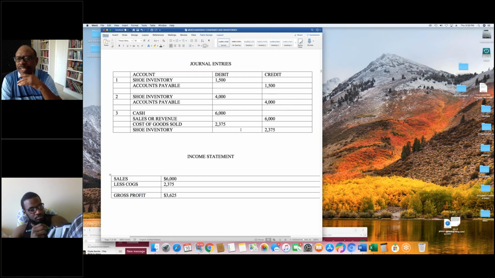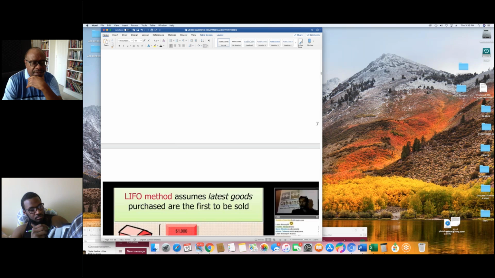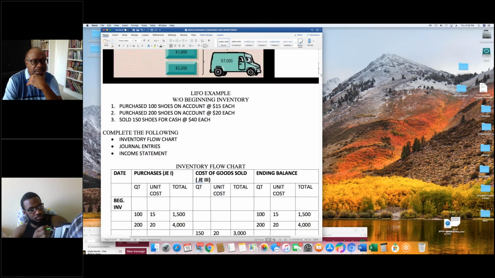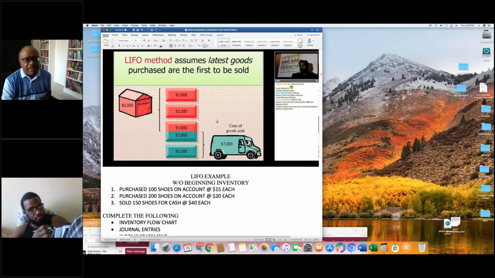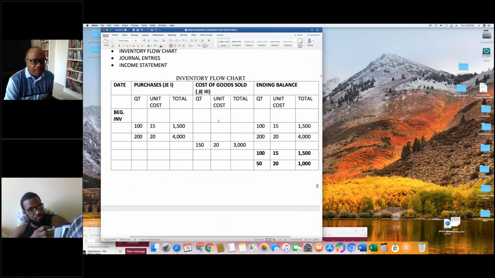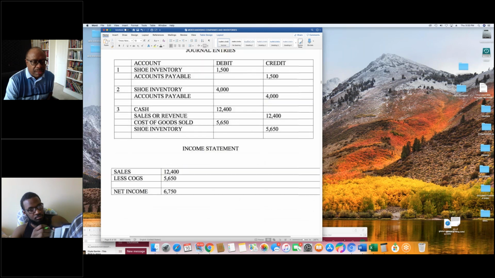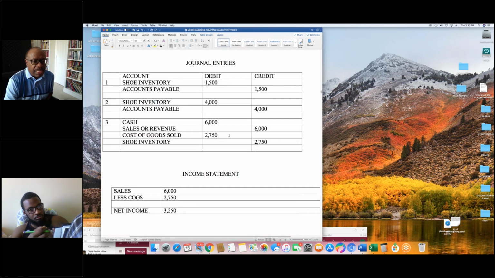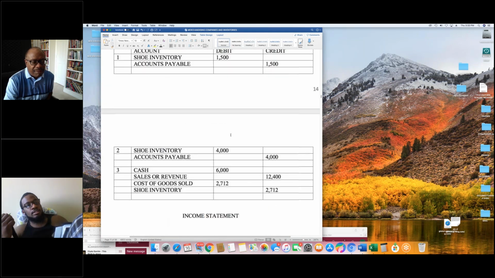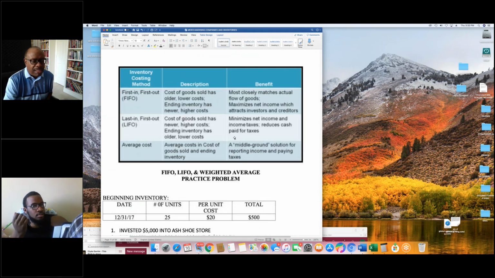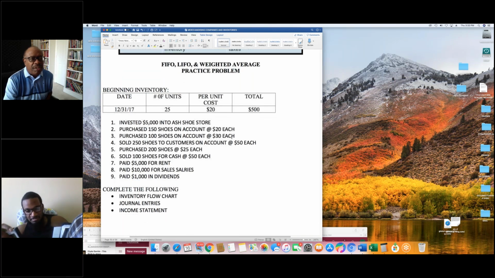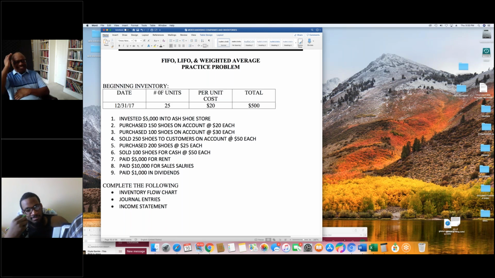So we'll leave LIFO on. Let's see if we can go back in here and find something to work on. LIFO comes next, a little example here. We're not gonna talk about LIFO yet. All right, we're gonna go to this practice problem.